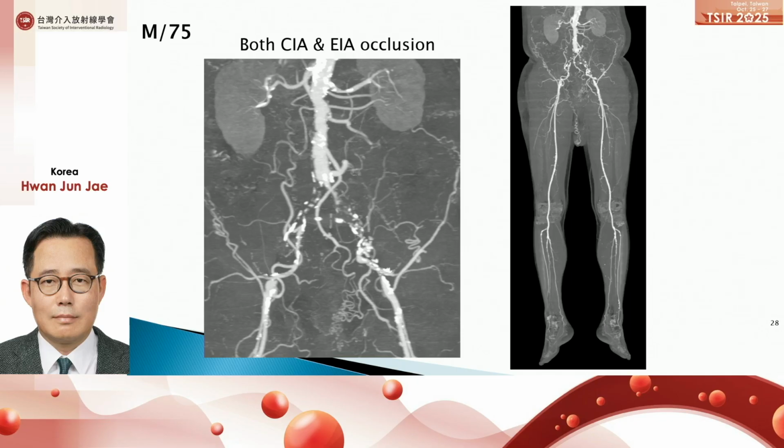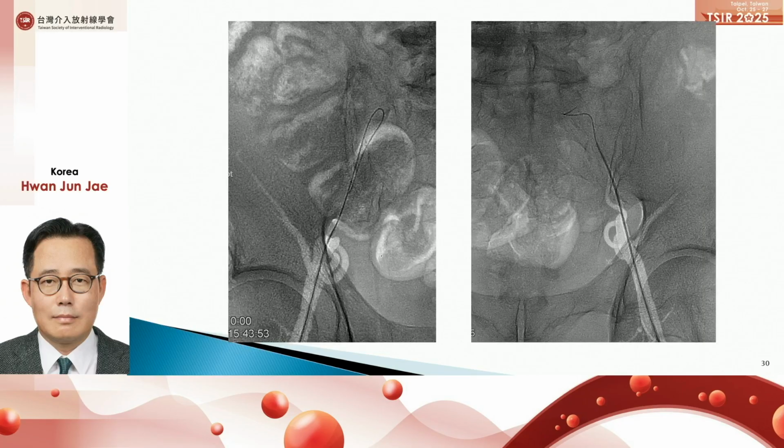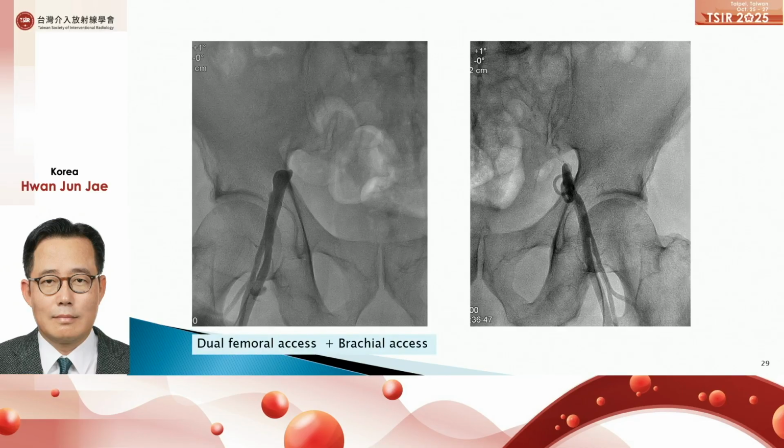Well, a very severe case with bilateral common iliac artery and external iliac artery occlusion. So we made a triple puncture, dual femoral access plus left brachial access. After femoral sheath insertion, we are going up bilaterally using a Davis catheter and hydrophilic guide wire. The guide wire was making a loop, which means that we are in the subintimal space.